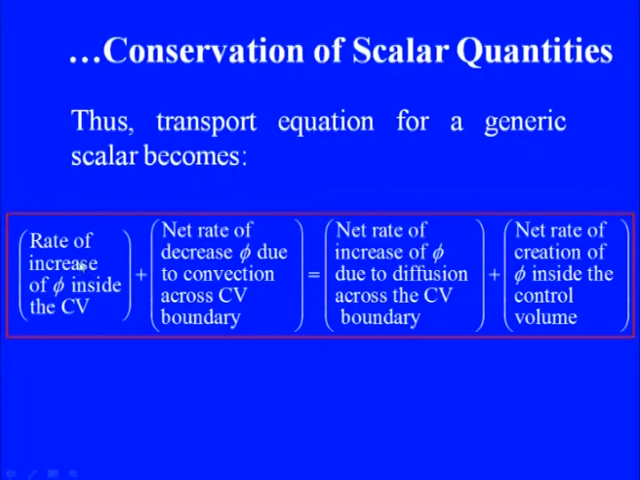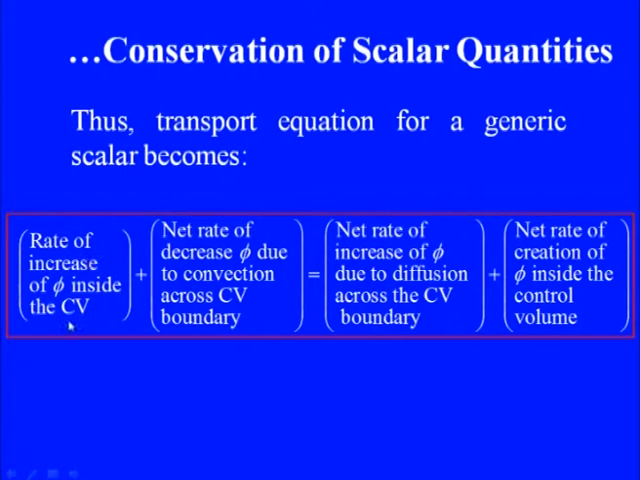So, if we combine these two equations together, on the left hand side we will get rate of increase of phi inside the CV plus net rate of decrease of phi due to convection across CV boundary is equal to net rate of increase of phi due to diffusion across the CV boundary plus net rate of creation of phi inside the control volume. So, let us have a relook.